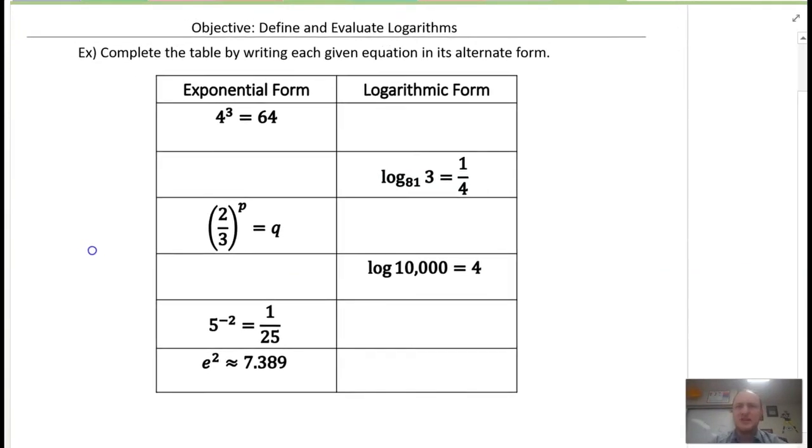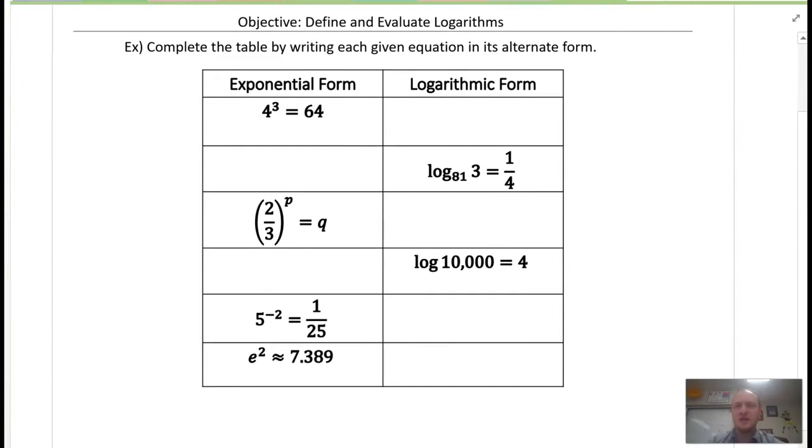Here we're asked to complete the table by writing each of the given equations in its alternate form. Here I have 4 to the power of 3 is equal to 64. So this is going to be log, with the same base 4, and then the input, and sometimes you'll see parentheses, sometimes not. I'm going to use parentheses here: log base 4 of 64 is equal to 3. Inputs, outputs, switch. I would write that down. Now, if I have log base 81 of 3 is equal to 1/4, how can I write that in exponential form?